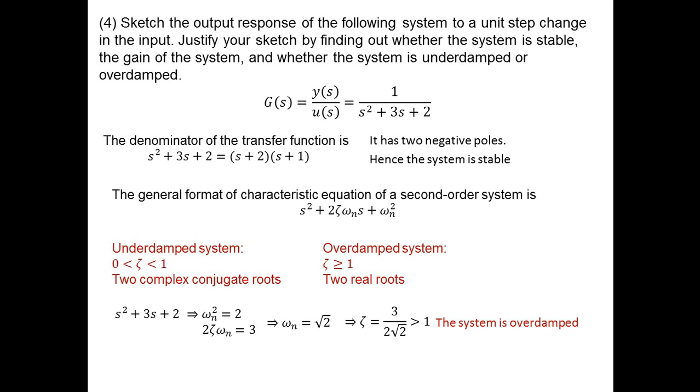I can justify the characteristics of the system based on its roots as well, since again we have two simple roots, and according to this definition, the system is overdamped. Since the system has two real roots, it is overdamped. Now I will look for the gain of the system. The gain of the system is the value of the transfer function when s is equal to 0. So I just need to put s equal to 0 in the transfer function in order to find the gain of the system. By putting s equal to 0, I see my gain will be equal to 1 over 2.